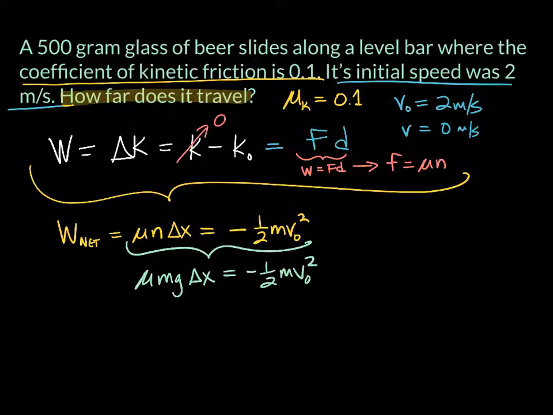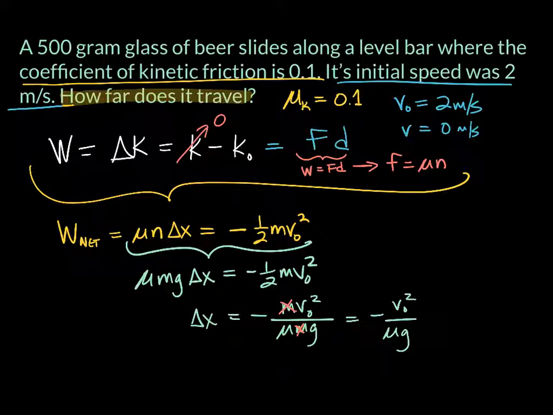All right, so we want to know how far it goes. Solve for delta x, and we'll get a minus m v naught squared over mu m g. And nice that the masses drop out. So we get a negative v naught squared over mu g.